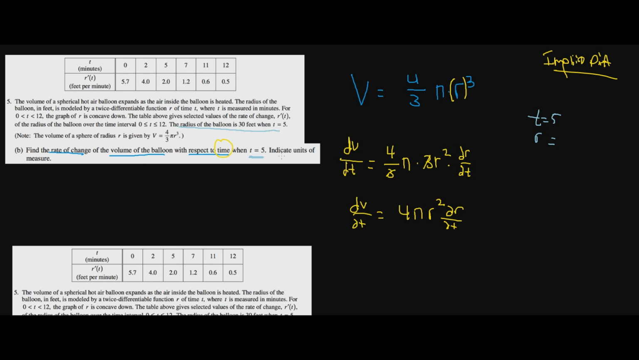When t equals 5. That tells me this will be 4 pi times 30 squared. Now, what is dr dt? When t equals 5, do I know what r prime is? Do I know what r prime of 5 is? Well, that's the table right here. At 5, r prime is 2. So we also know dr dt is 2.